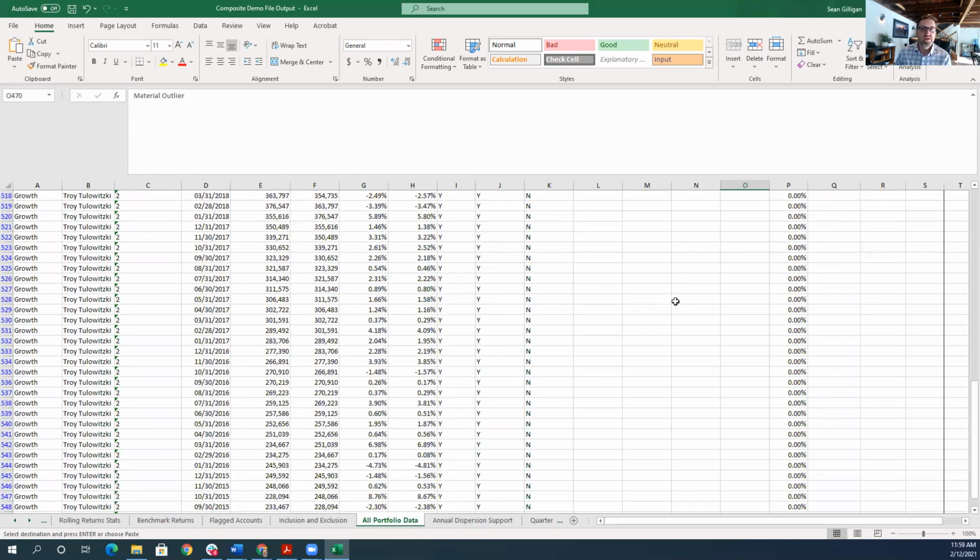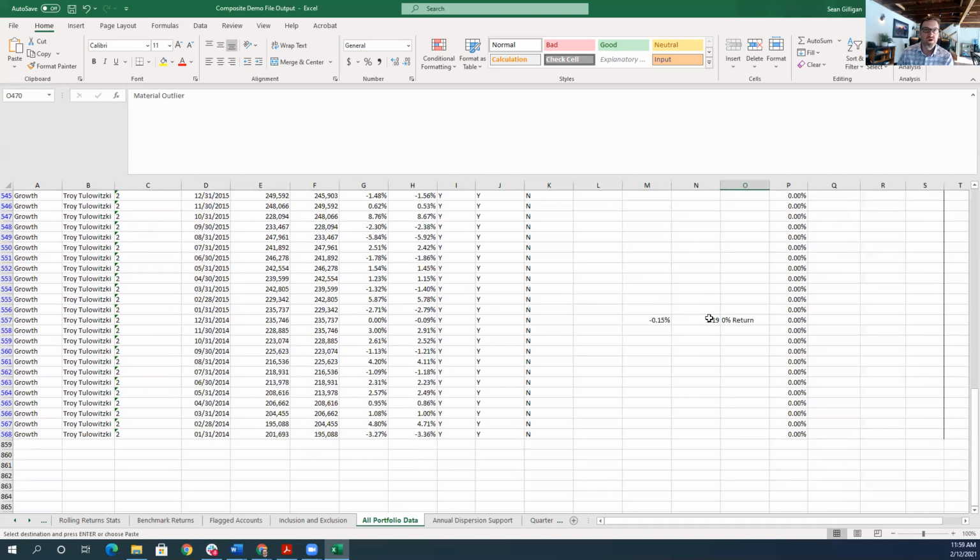Okay, and we can see it's basically never an outlier. This is the only issue, and the composite was very close to zero as well. So there's nothing that needs to be done here. If you saw that this was very different than the composite, then it's an outlier in addition to being a 0% return and may have an issue.